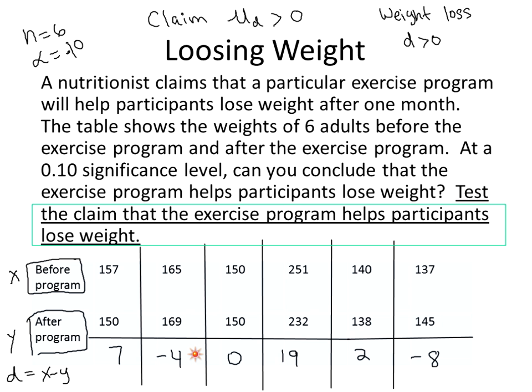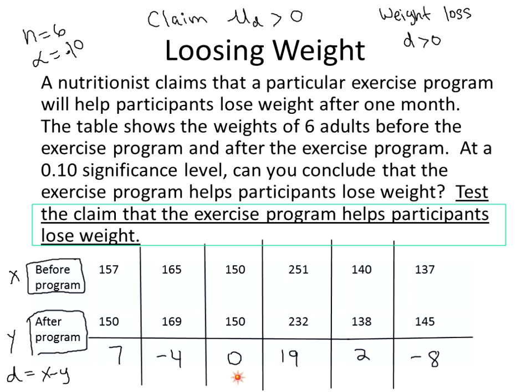So from 165 to 169, that's a negative difference. So they gained weight. So those who have negative differences, they gained weight. And those who had a difference of 0, there's no weight gained or lost. So if your difference is 0, nothing happened.